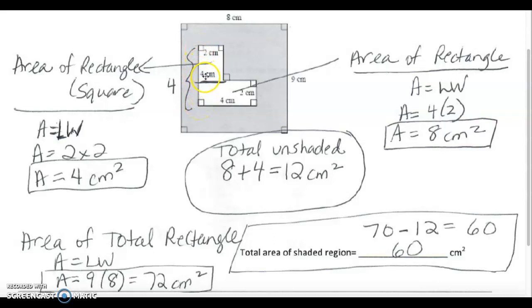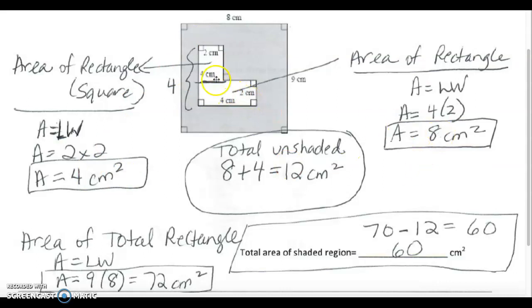Okay, and the way I knew that was this 4 right here. It's a little confusing. This 4 right here represented this whole line. And I knew that from here to here was 2. So this had to be 2 also. So 2 times 2 was 4.